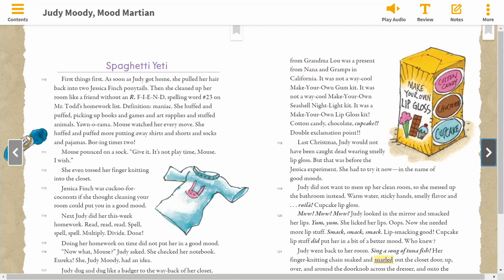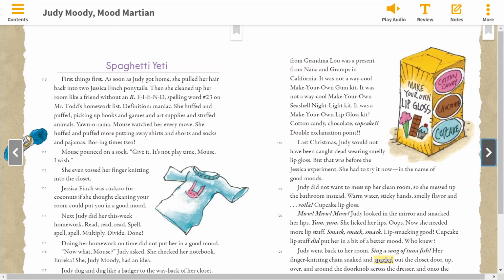As soon as Judy got home, she pulled her hair back into two Jessica Finch ponytails. Then she cleaned up her room like a friend without an R. F-I-E-N-D. Spelling word number 23 on Mr. Todd's homework list. Definition: maniac. She huffed and puffed, picking up books and games and art supplies and stuffed animals.